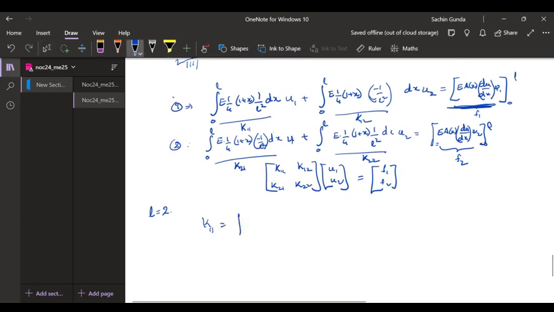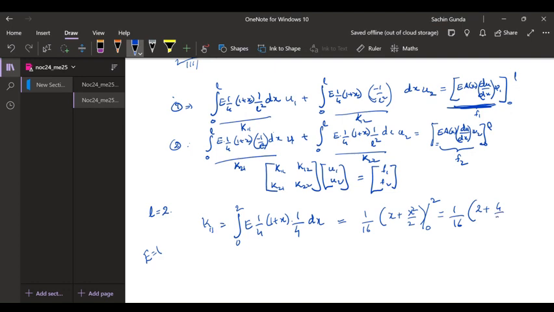K11 is the integral from 0 to 2 of E times 1 by 4 (1 plus x) times 1 by 4 dx. We assume E is equal to 1 just for simplicity. So it's 1 by 16 times x plus x square by 2 with the limits from 0 to 2. It's 1 by 16 times 2 plus 4 by 2. It's 1 by 4. K11 is 1 by 4.